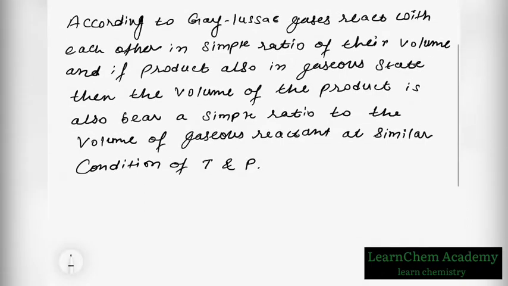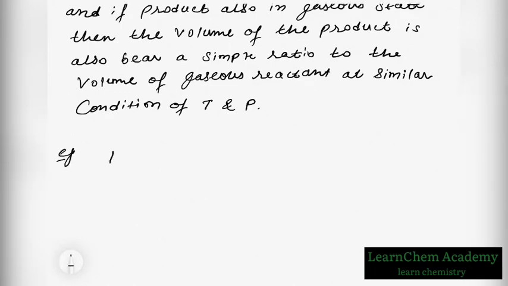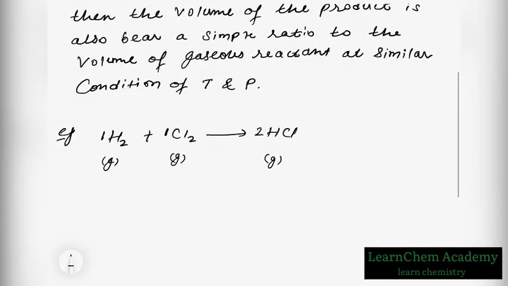Okay, so let's take an example. If we write hydrogen reacts with chlorine and they form HCl. Okay, so here hydrogen is in gaseous state, chlorine is also gaseous, and their product is also gaseous. So if we balance this equation, 1 mole of hydrogen reacts with 1 mole of chlorine and forms 2 moles of hydrochloric acid. Okay, so here 1 volume of hydrogen reacts with 1 volume of chlorine and forms twice the volume of HCl.